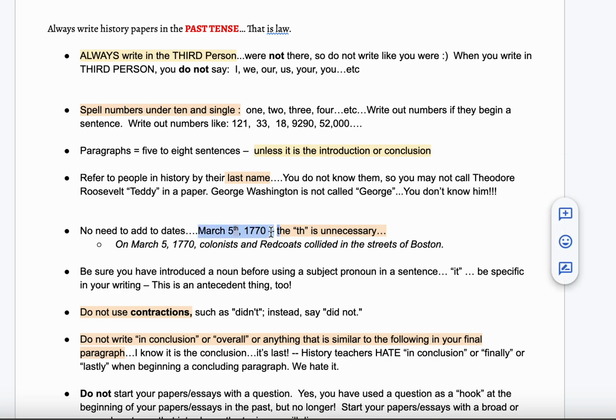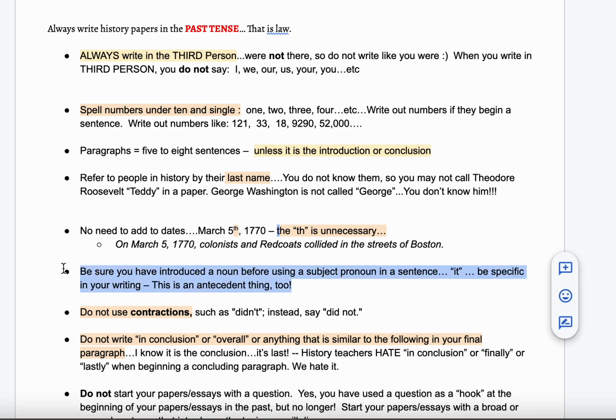One of you in the grade will do this, and it will bother me to death. Don't add the TH at the end of March 5th. That's unnecessary. Because I know when I read the date like this, it reads March 5th. If you put the TH in there, it says March 5th. That's all. All right, here's some language arts stuff for you.